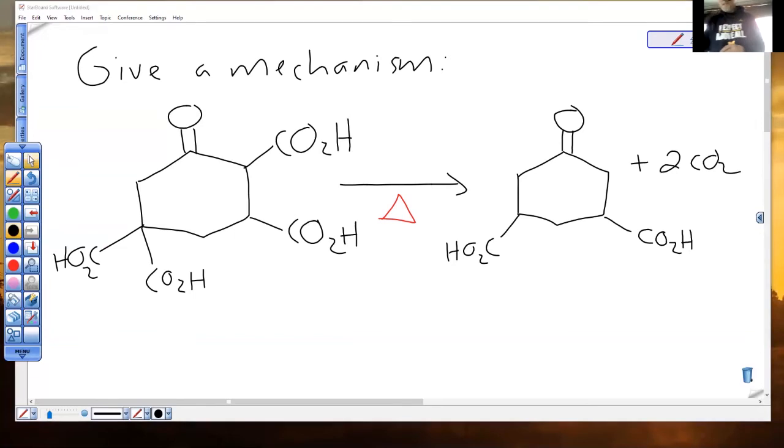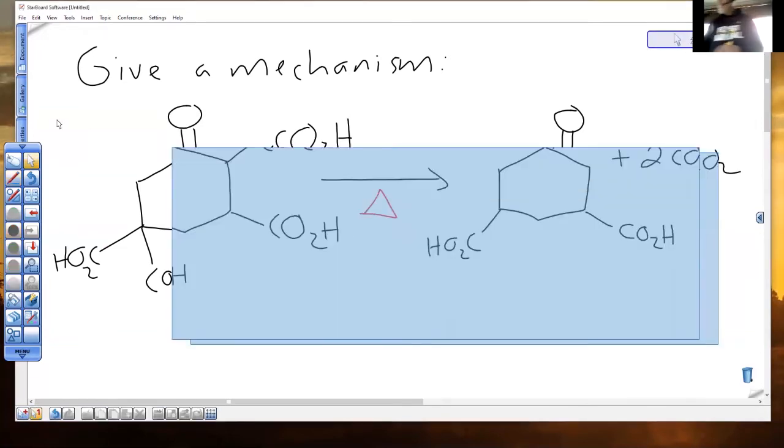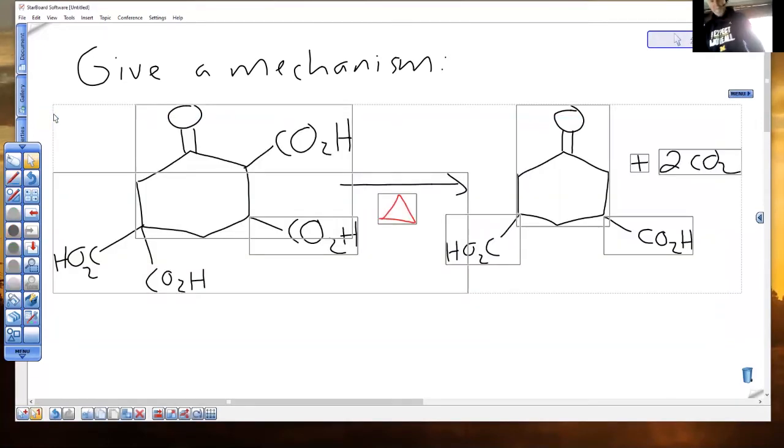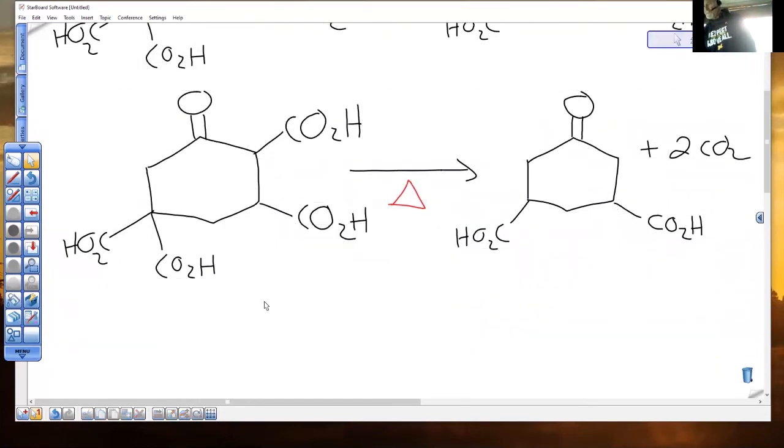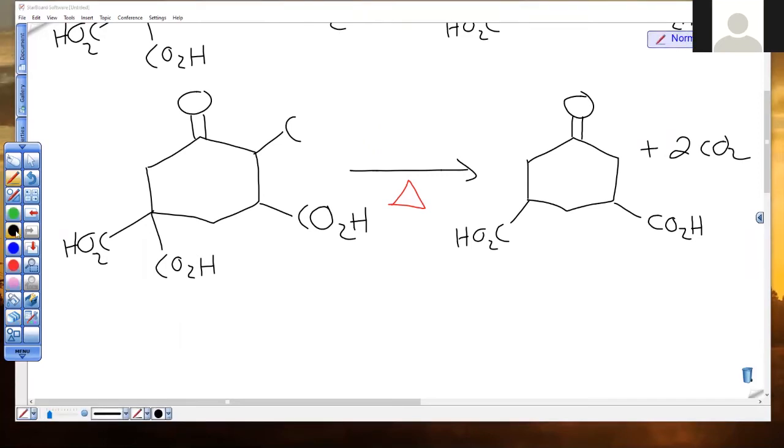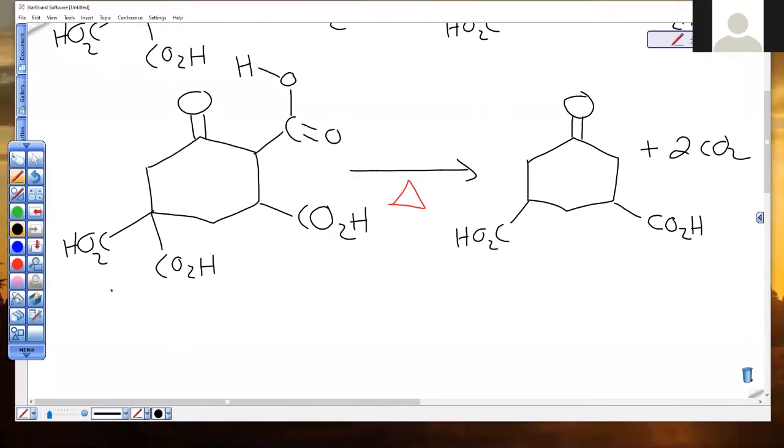So let's do the mechanism underneath. And we need to redraw just a little. Get a bigger eraser going here. It's easier to visualize if you put the OH near the other carbonyl it's beta to. And I'm going to redraw both of these down here.